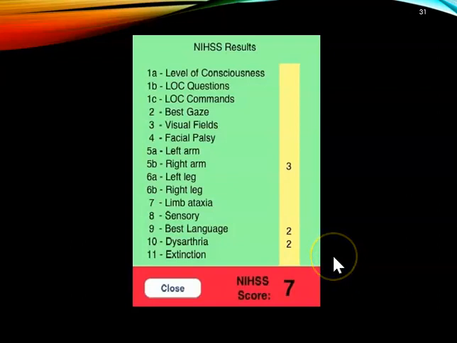I'll make sure to post a video about this too, so that way you can see an NIH scale in action. These are performed by special nurses that have certification in this area, so not all of you will undergo training for this.